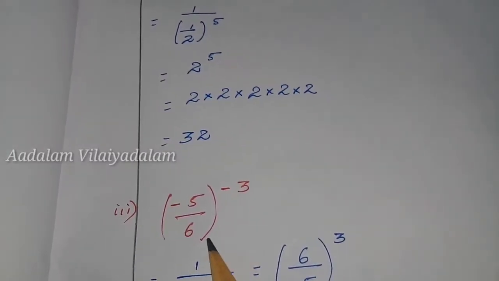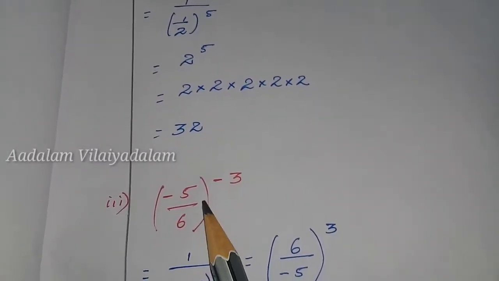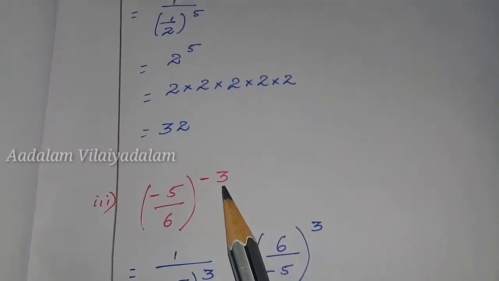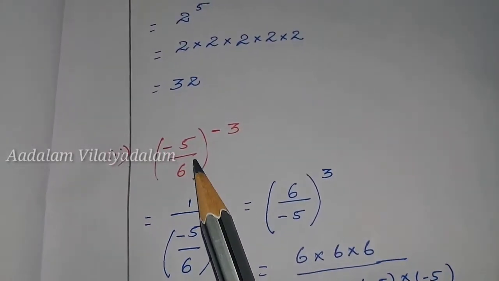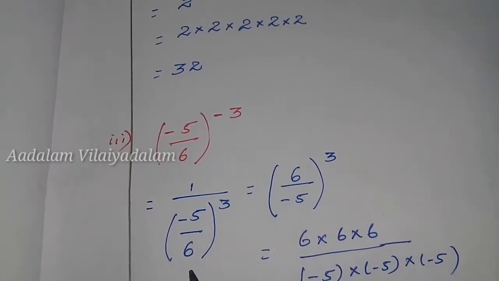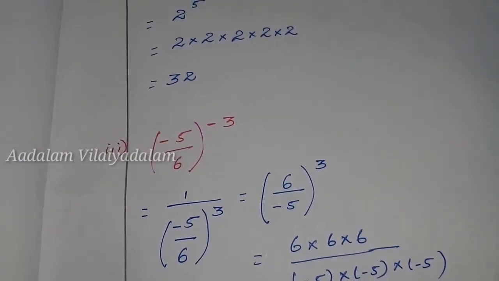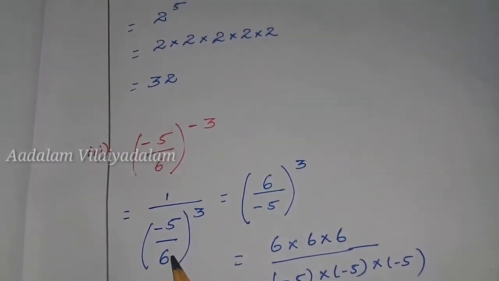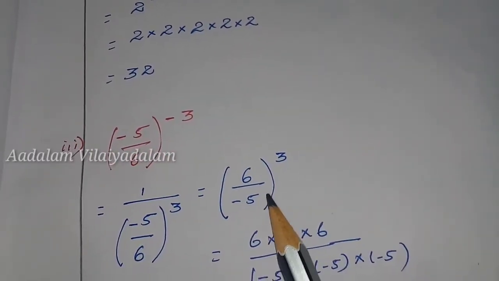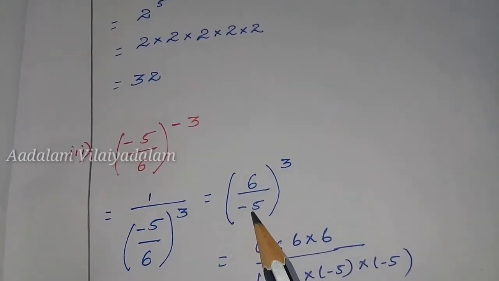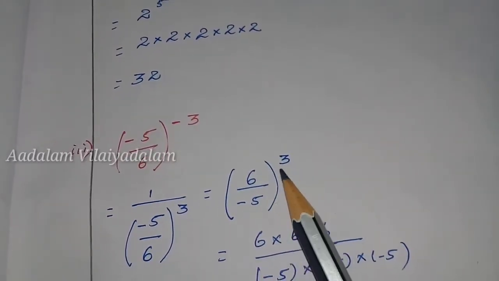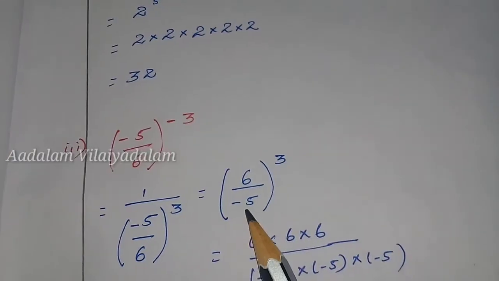Third one, the same method here also: minus 5 divided by 6 whole power minus 3. First we have to convert to the positive power: 1 divided by minus 5 divided by 6 whole power 3. So take the reciprocal value: 6 divided by minus 5 whole power 3. So we have 6 power 3 divided by minus 5 whole power 3. So 3 is common for 6 and minus 5.